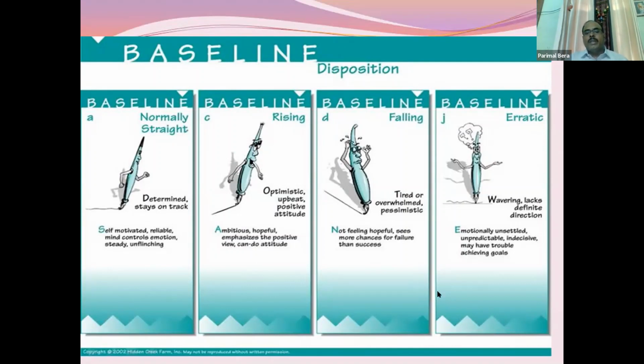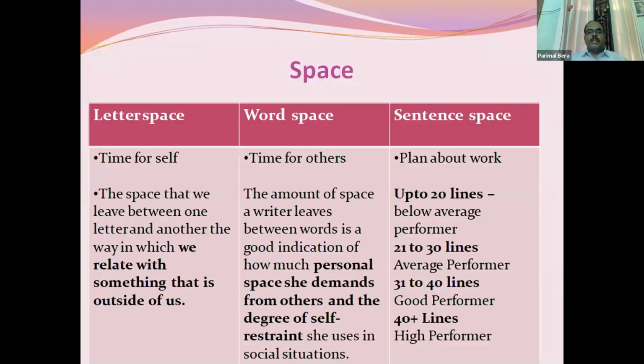And the falling baseline means not feeling hopeful, seeing more chances of failure than the success, and sometimes a pessimistic attitude may be shown from the falling baseline. And from the erratic baseline, emotional unstableness and unpredictability can be understood.